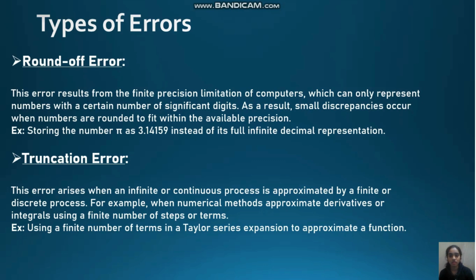The next error is truncation error. This error arises when an infinite or continuous process is approximated by a finite or discrete process. For example, when numerical methods approximate derivatives or integrals using a finite number of steps or terms. Another example is using a finite number of terms in Taylor series expansion to approximate a function.